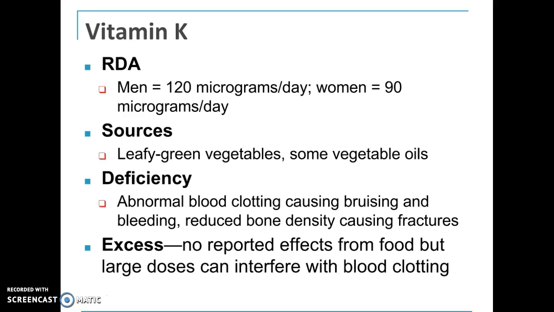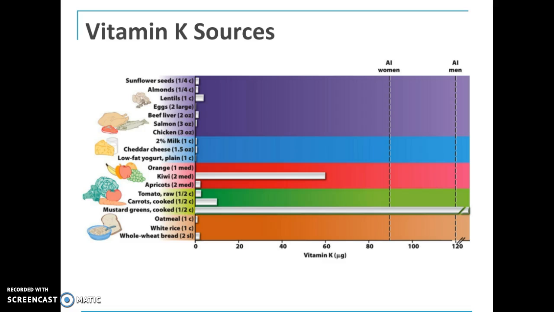The RDA is 120 micrograms a day for men and 90 for women. Sources include leafy greens and some vegetable oils. You could see in deficiency abnormal blood clotting that results in some bruising and bleeding. Also reduced bone mineral density, causing fractures. There's no excess reported from food, but large doses could cause excessive blood clotting. And as you see here, sources are going to be mostly leafy greens. Kiwi, green fruit, right, is also a high source of vitamin K. But really, if somebody was on a blood thinner, they would probably want to avoid leafy greens especially.